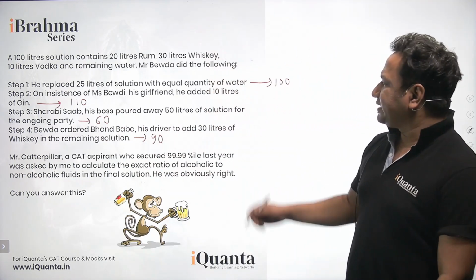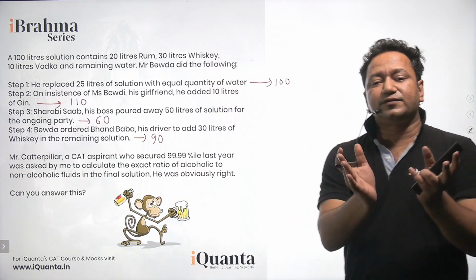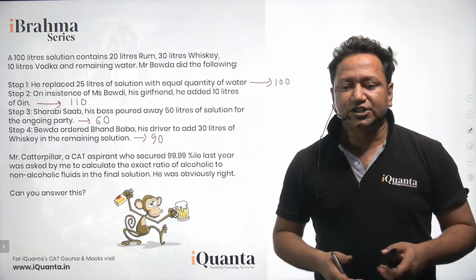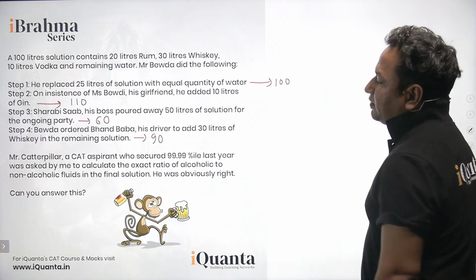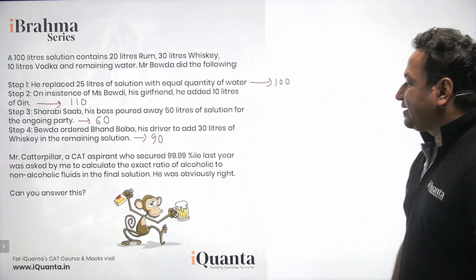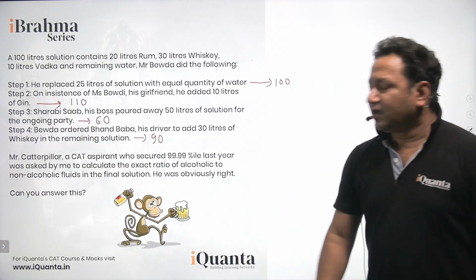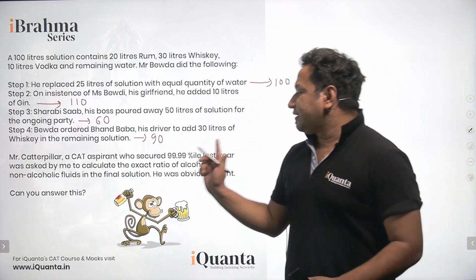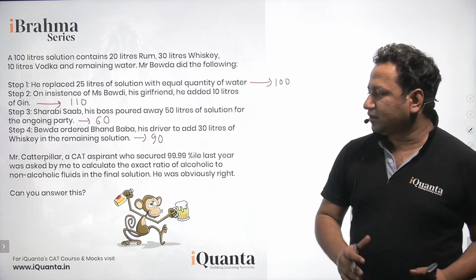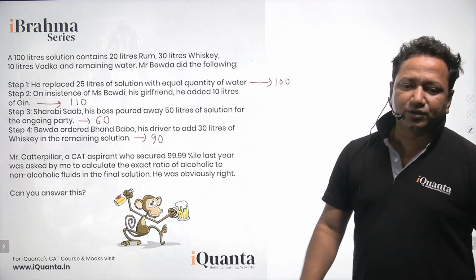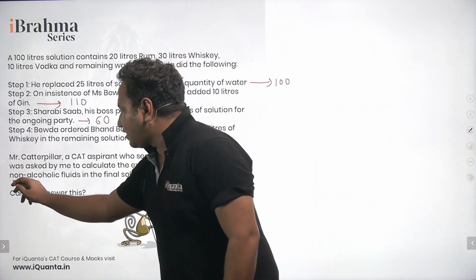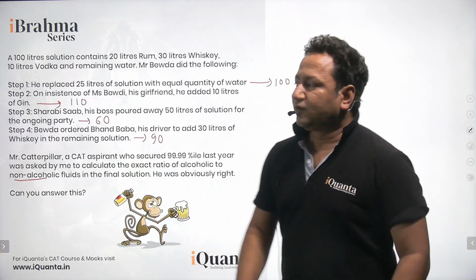So as you can see, total amount of solution is being changed after every step. Mr. Caterpillar, a CAT aspirant who secured 99.99 percentile last year, was asked by me to calculate the exact ratio of alcoholic to non-alcoholic fluids in the final solution. He was obviously right. Can you answer this? When I talk about non-alcohol, it is essentially water.